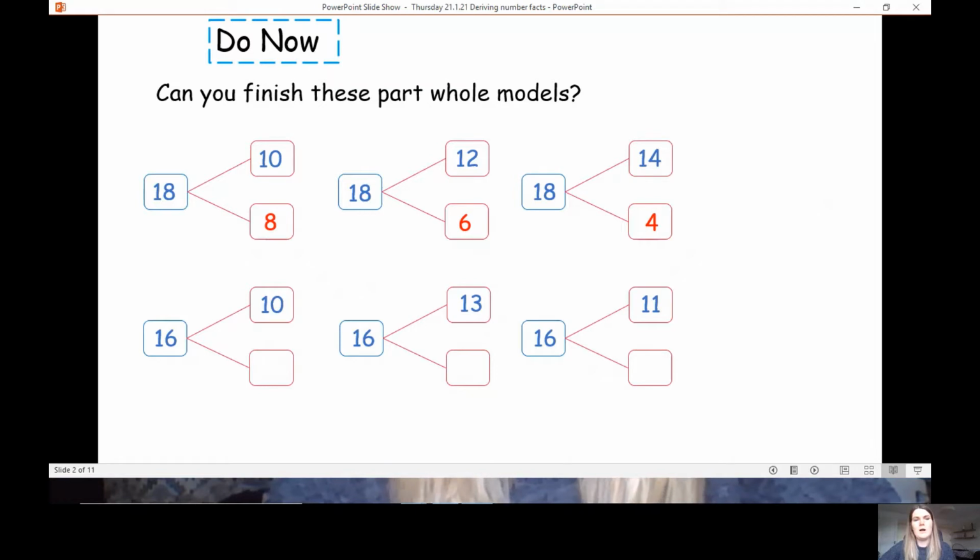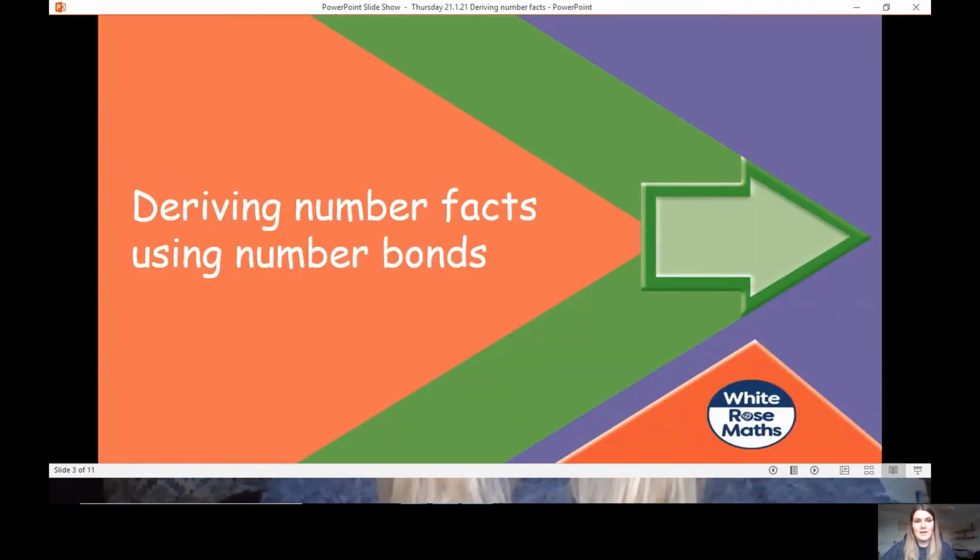Fantastic. What about our ones for 16? 10 and 6. 10 and 6 makes 16. Fantastic. 13 and 3. 13 and 3 make 16. Great job. What about 11? 11 and 5. Very good. 11 and 5 make 16 using the fact 1 and 5 make 6. Brilliant work.